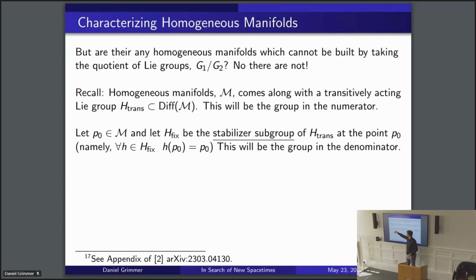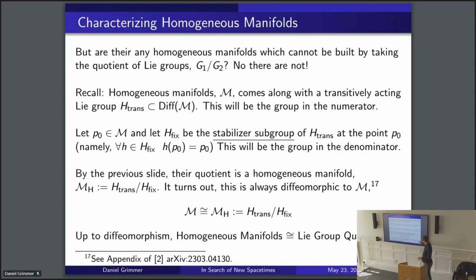So pick some point P0, find all the diffeomorphisms or all the Lie group transformations that leave P0 at P0. That's the stabilizer subgroup. Put that in the denominator. And by the previous slide, the quotient is a homogeneous manifold, MH. And it turns out by some mathematical wizardry that that is always the manifold you started with.